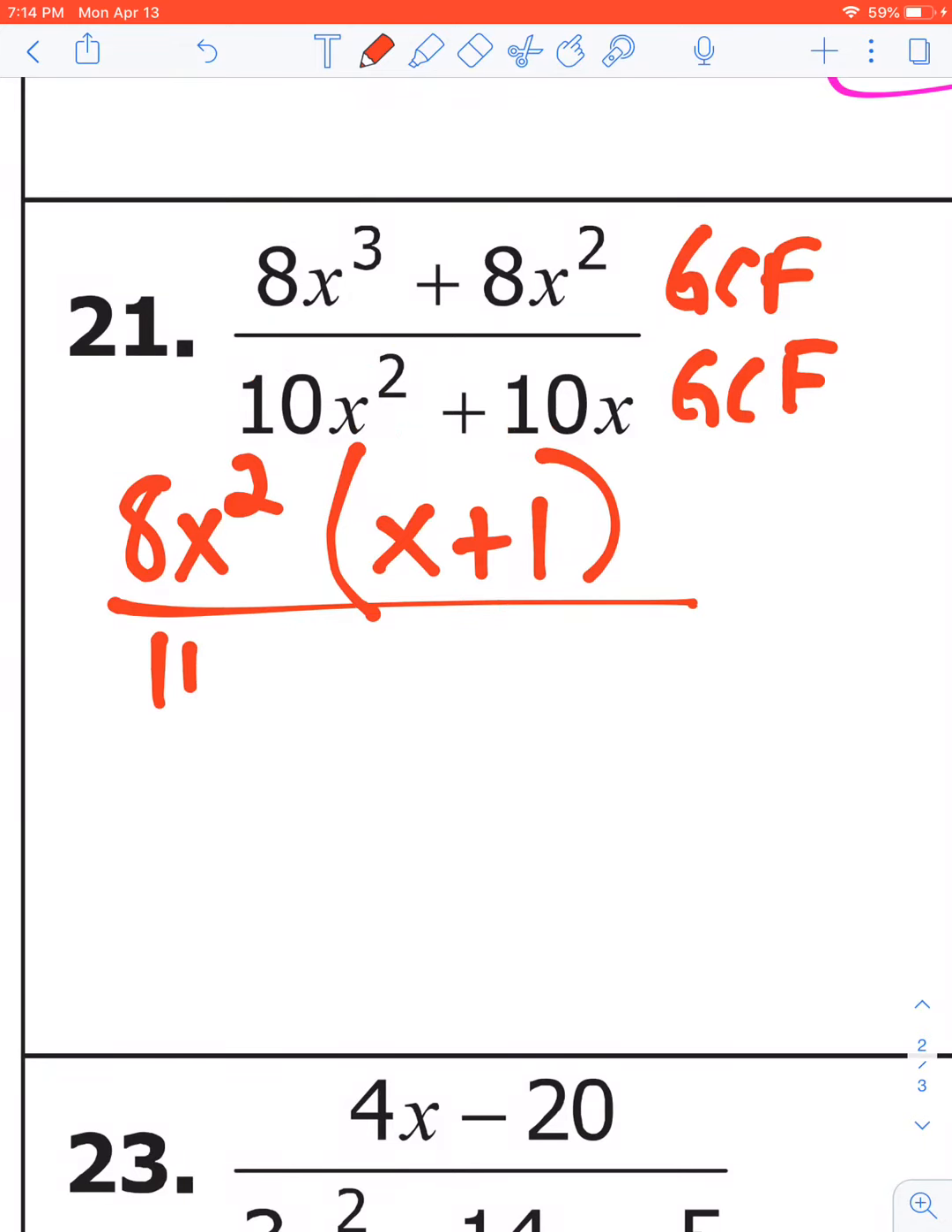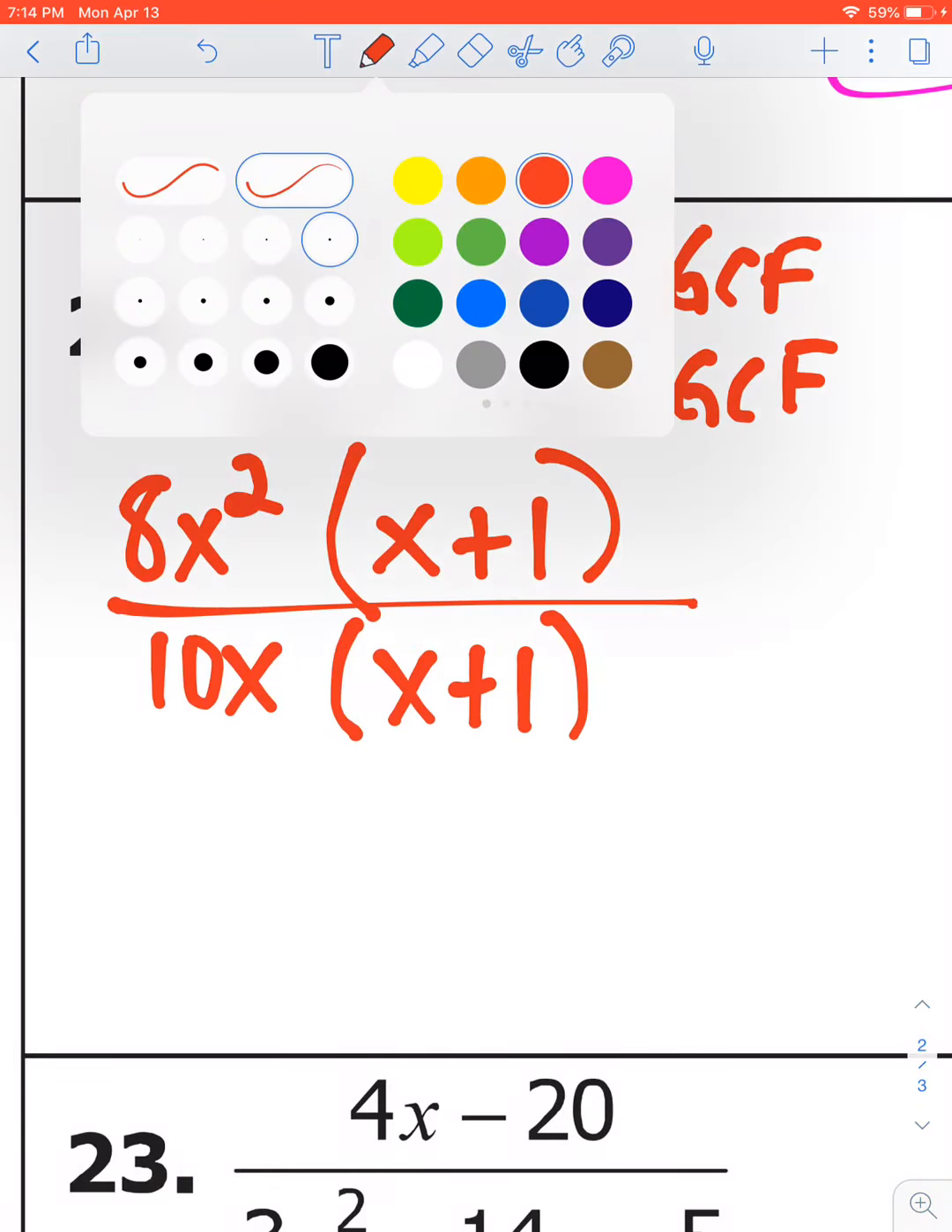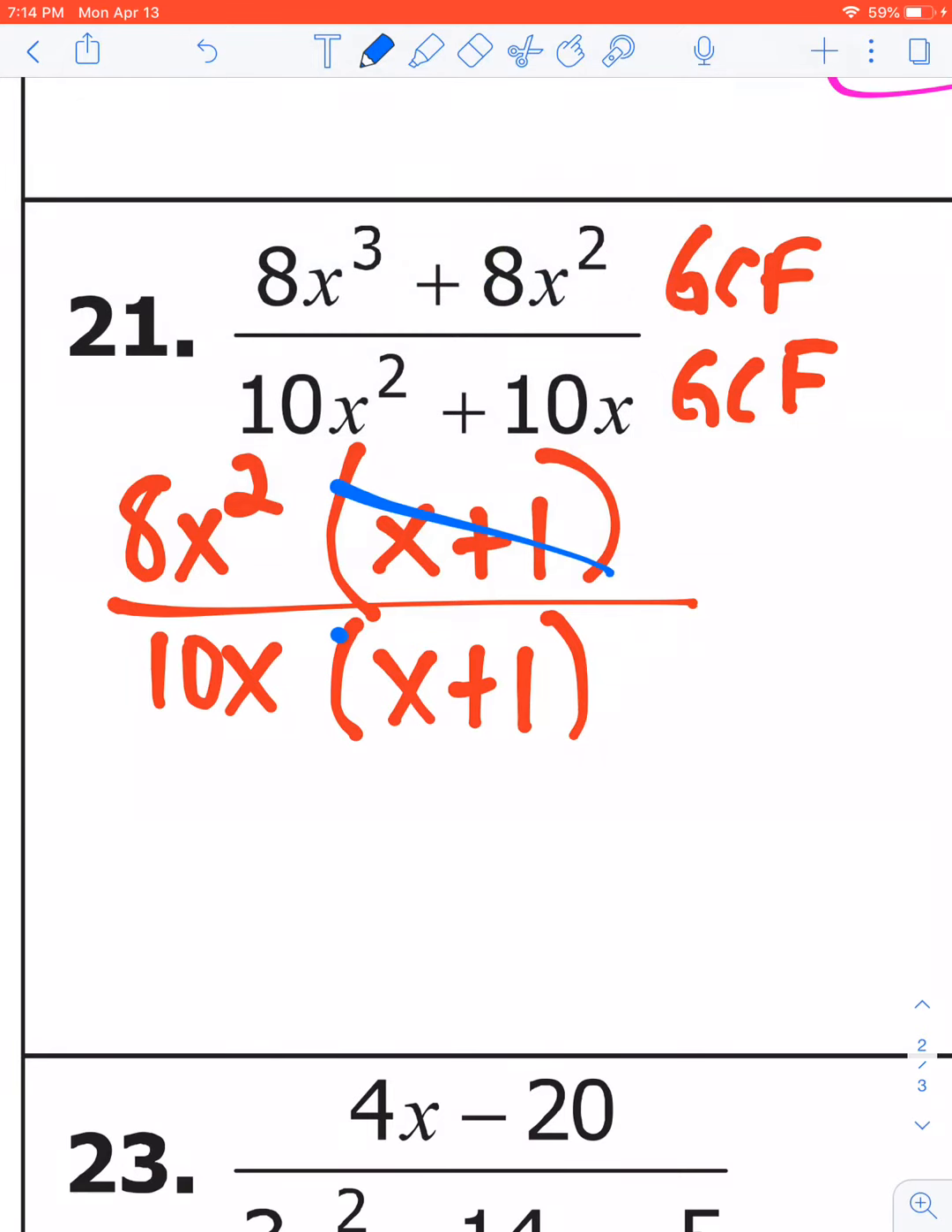In the denominator, I can pull out a 10x. And I'm also left with an x plus 1. So again, this is very similar to the last problem. I can cancel out the x plus 1's because they are the same binomial, which yields 8x squared over 10x.